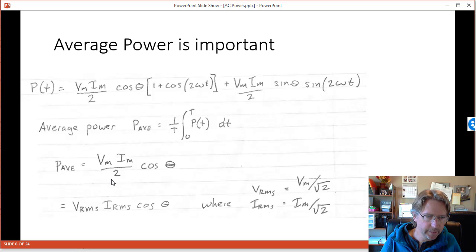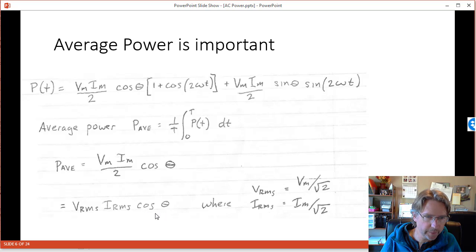The last use of definitions here is if we use our root mean square, the VRMS and IRMS that we defined way back when we were still in class. Look at your notes. The definition is just the amplitude divided by the square root of 2. If we put that in, then the average power is VRMS IRMS cosine theta.